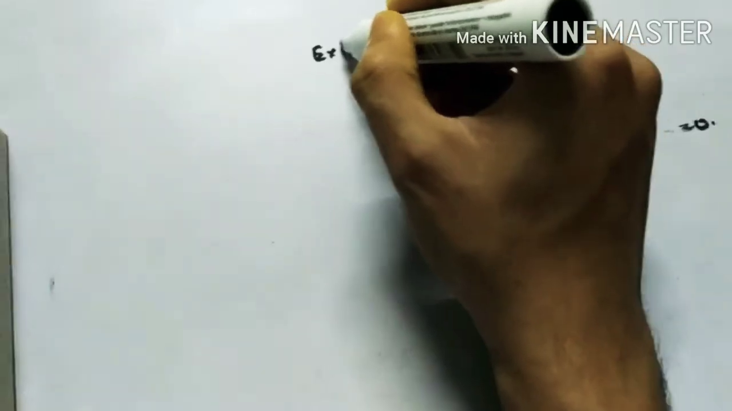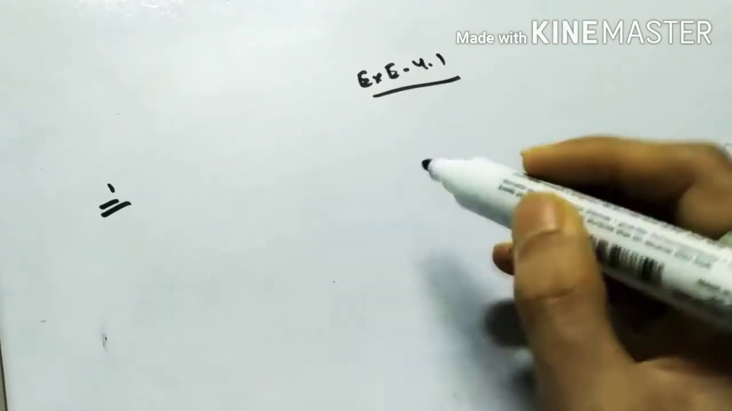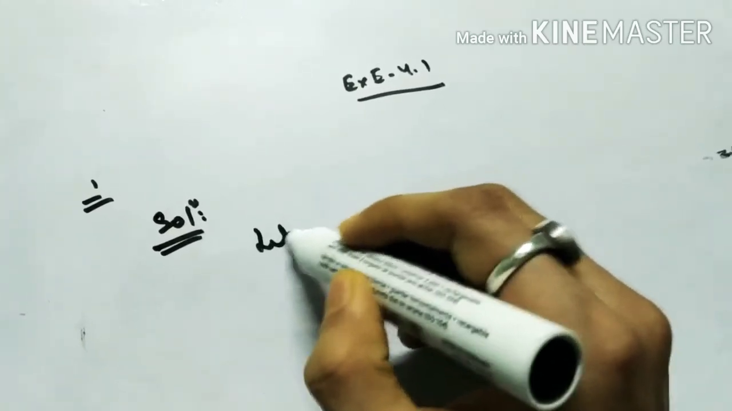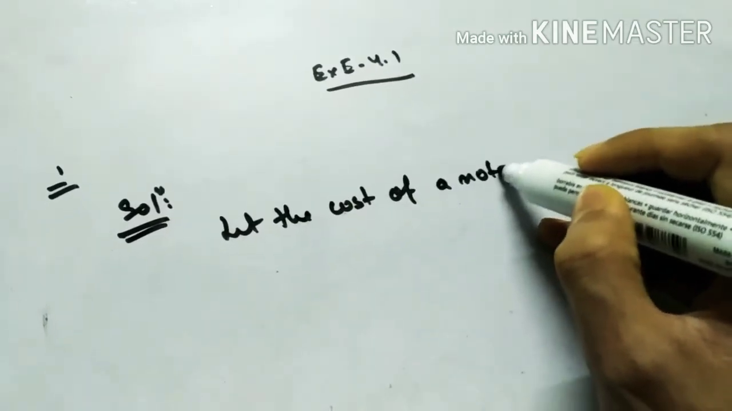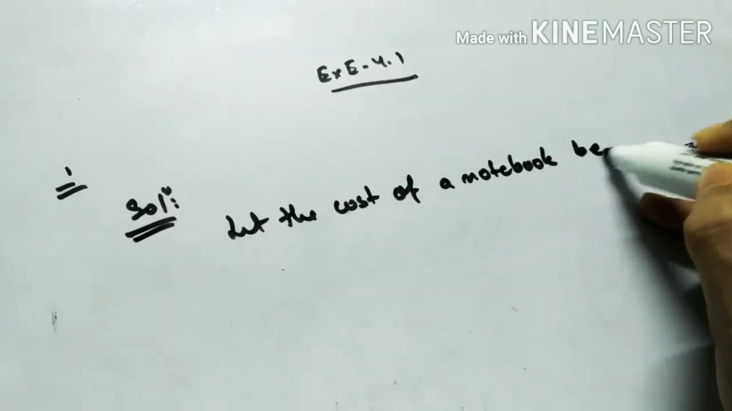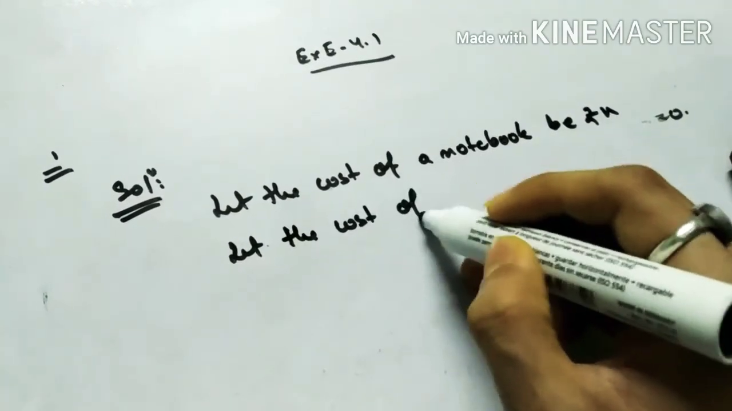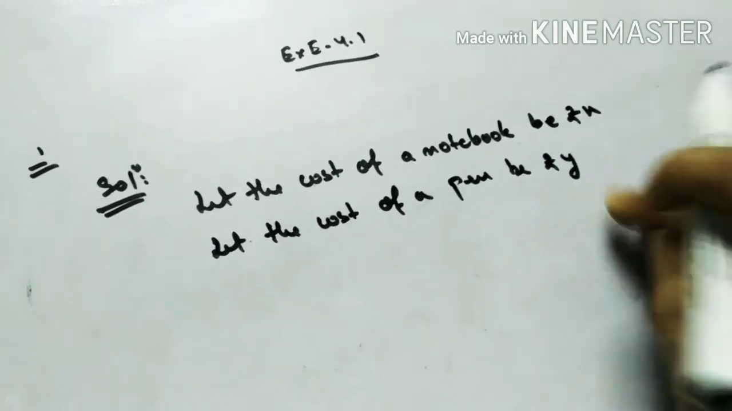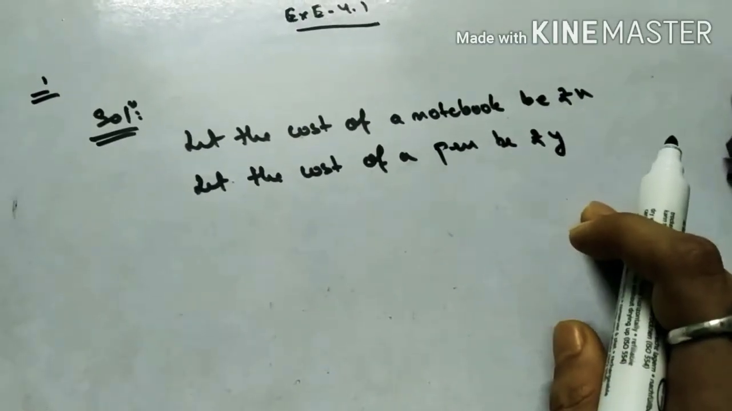Okay, so this is exercise 4.1, question number 1. Solution: let the cost of a notebook be rupees x, and let the cost of a pen be rupees y. This is already given.